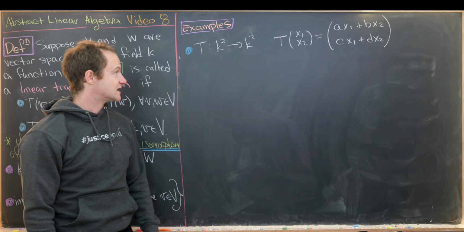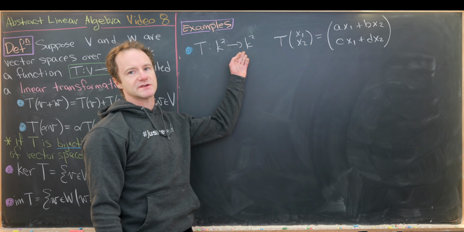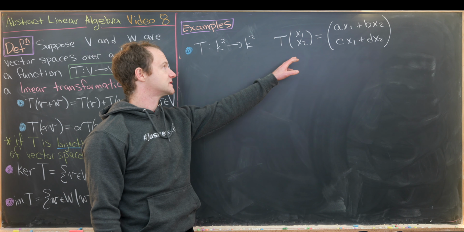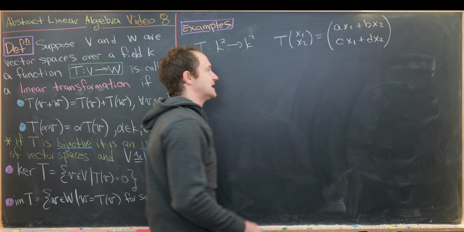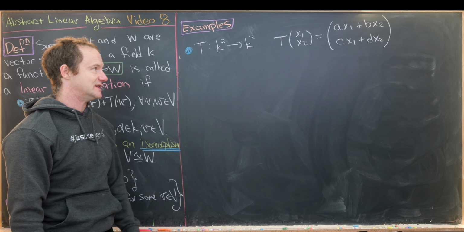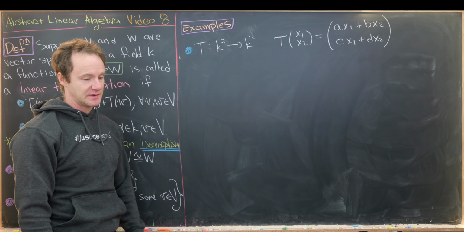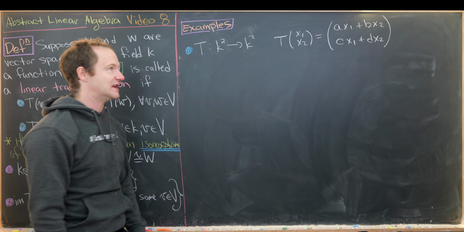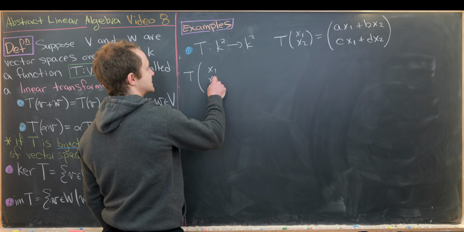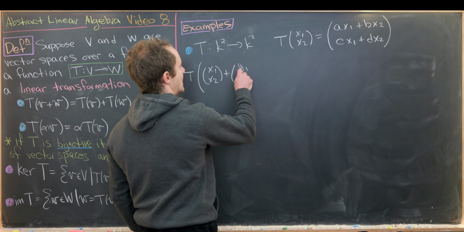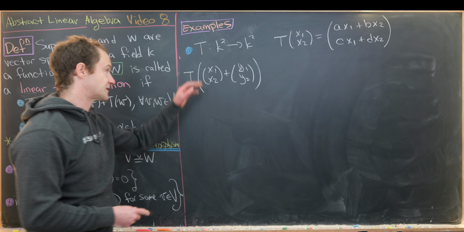So let's look at our next example. So here it's going to be a map from K2 to K2. So in other words, ordered pairs to ordered pairs. Again, we're writing them as columns, where T evaluated at x1, x2 is ax1 plus bx2, cx1 plus dx2. So let's maybe check the additive property of the linear transformation here and then determine if it is injective. So let's look at T of x1, x2 plus y1, y2. So that's a general shape of a sum of two vectors from K2.